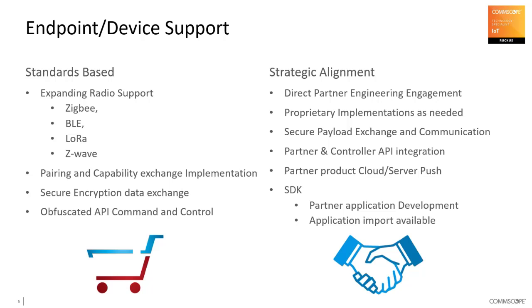One of the other ways you can look at it, though, is there are certain companies out there that have taken one of these industry standard radios and they've implemented their own view of it. So, you know, a lot of strategic alignment, strategic partners that are out there have taken, for example, Zigbee, and they've run their own protocol on top of that. So they've maybe run their own encryption protocol, their own packetization of data over the Zigbee standard.